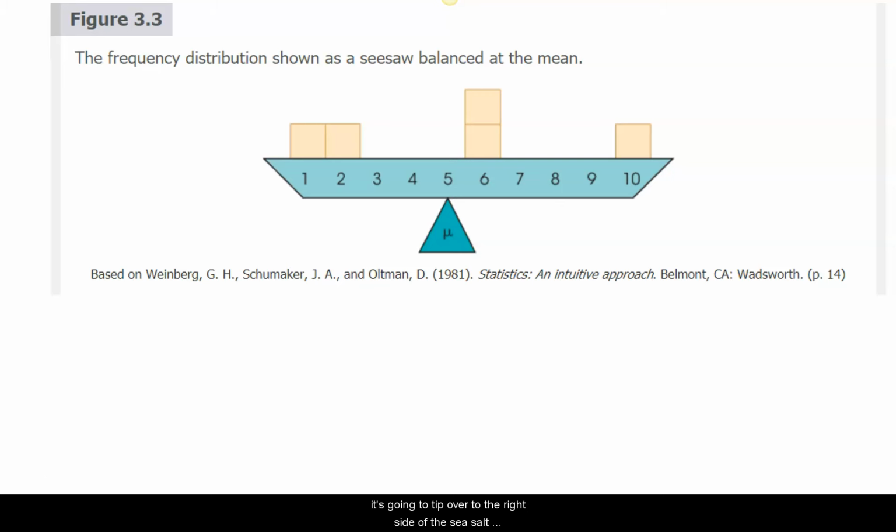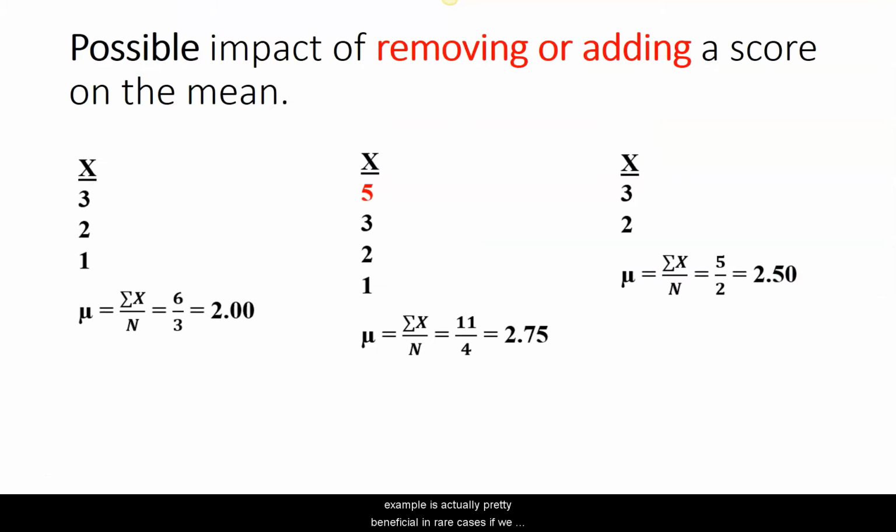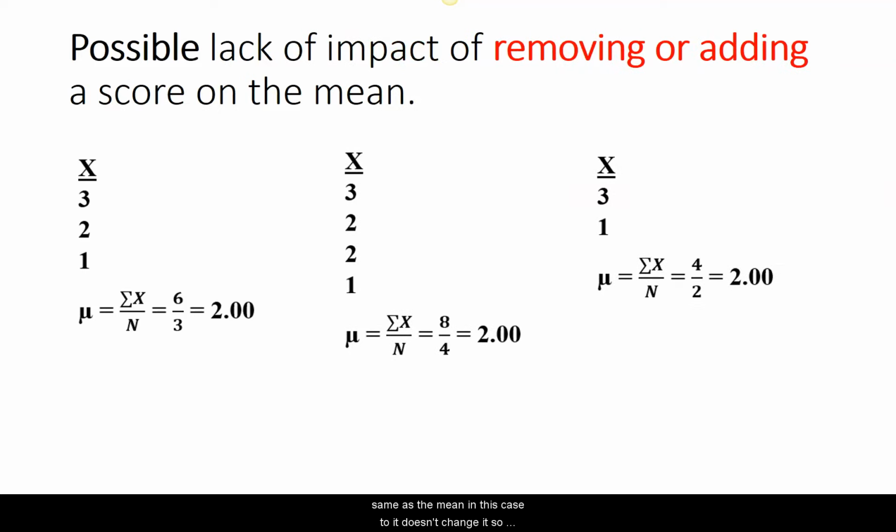So this seesaw example is actually pretty beneficial. In rare cases, if we happen to remove or add a score that's precisely the same as the mean, in this case 2, it doesn't change it. So it's kind of a qualifier. So if I were to ask a question, adding or removing a score definitely changes the mean, the answer would be false, because I might be adding or removing a number that's precisely the same as the mean.